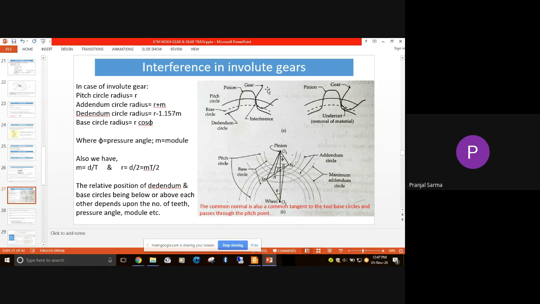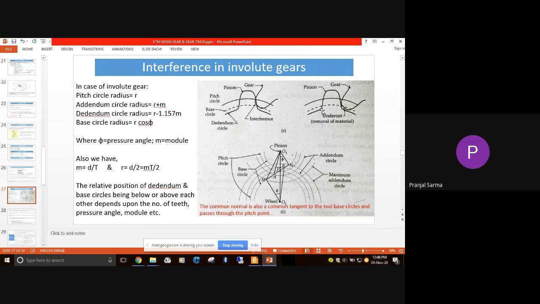If you look at this particular figure, suppose the gear has a very small number of teeth, and here is the addendum circle for this gear. If the addendum circle exceeds the limiting value, we can see in this portion that it is interfering with the addendum of the pinion. You can see it is interfering, as if it is digging out some portion of this particular tooth.